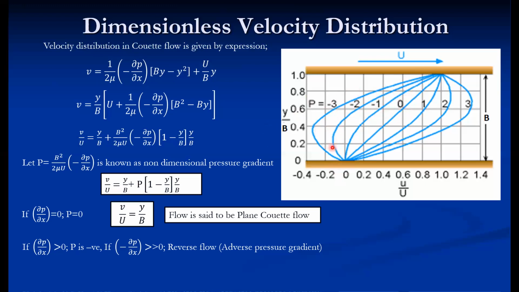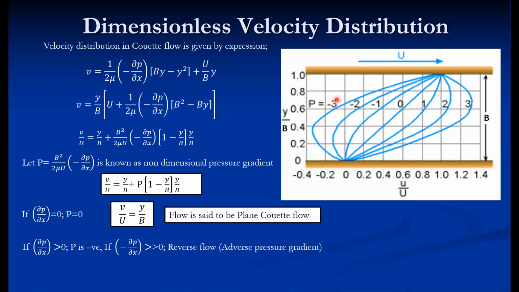So this is the zone where the pressure gradient is positive. But if the pressure gradient is too positive, that is, if this value is much greater than 0, then there is a possibility of reversal flow. In those circumstances, it is called an adverse pressure gradient.